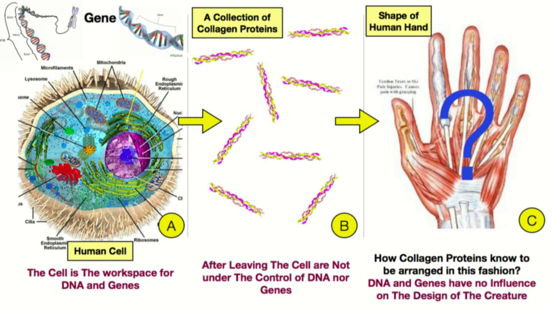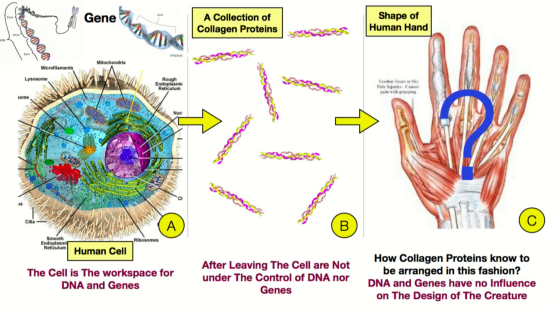So as you can see on the screen, let's start from left to right. On the left we have the cell, which is the workspace of genes and DNA, meaning that genes and DNA can only work within the cell. And when the DNA is read, proteins are produced and they're excreted outside of the cell. Let's take the collagen protein as an example. So as you can see in the middle, we have millions and millions of collagen proteins outside of the cell, and they are no longer under the control of the genes and the DNA.